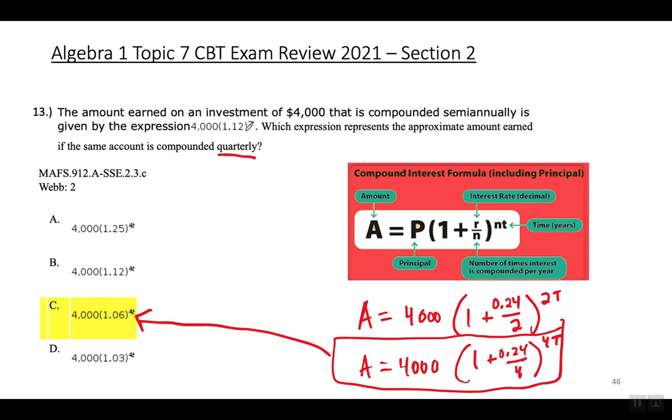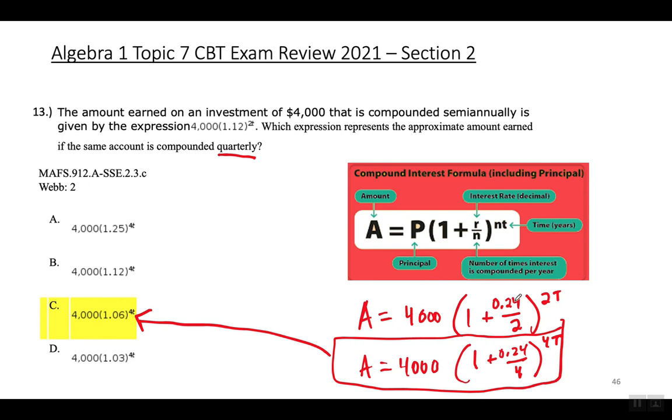Again, all I did is, first of all, change it to be in this form. And since it was being compounded semi-annually, that means 2 times per year. So I put a 2 here and a 2 here. And I had to change the 0.12 to what it was before it got divided by 2 by multiplying the 0.12 by 2 to get 0.24.